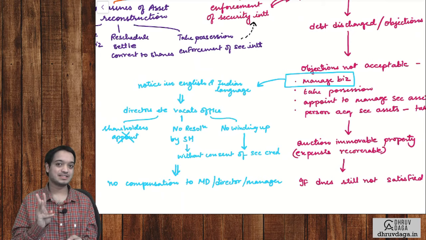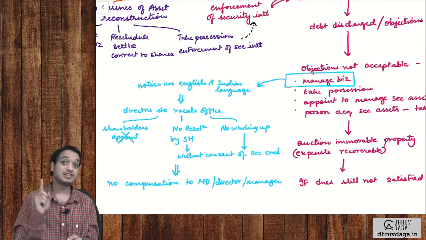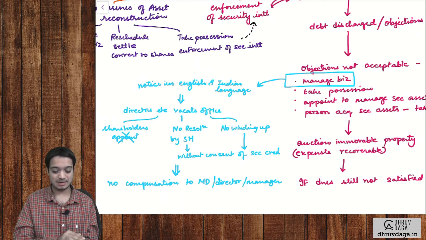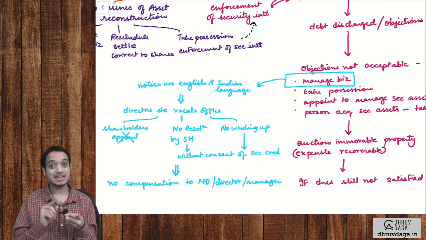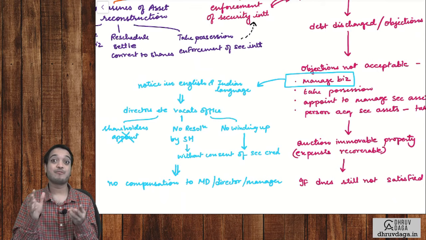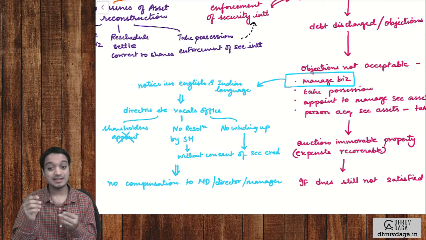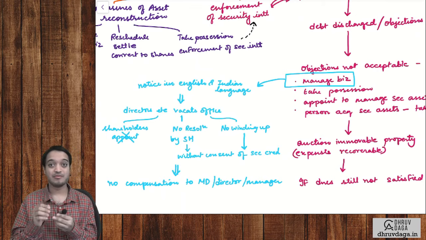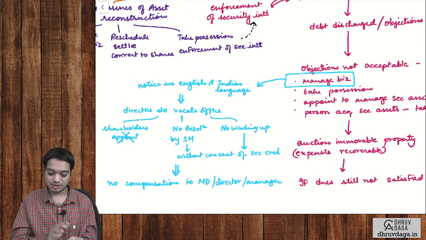Also, three other things shall hold valid. Number one, the shareholders cannot appoint or nominate any other person to manage the company. No resolutions can be passed by the shareholders without prior approval of the secured creditor. And winding up also cannot be initiated without prior approval of the secured creditor. So three implications apart from the directors vacating office.